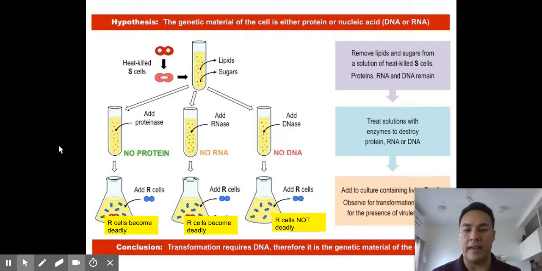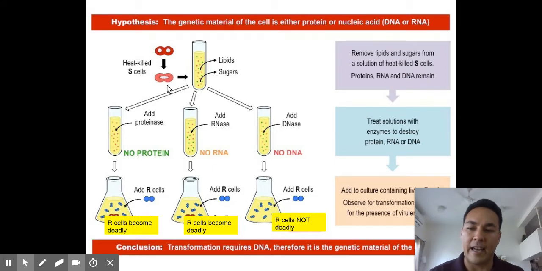Now we're going to get to the Avery experiment. Not many people did this poster in class, but it's a very important experiment. I'd love for you to pause the video and see if you can describe the experimental setup here and what Avery, McLeod, and McCarty found. All right, did you get it?